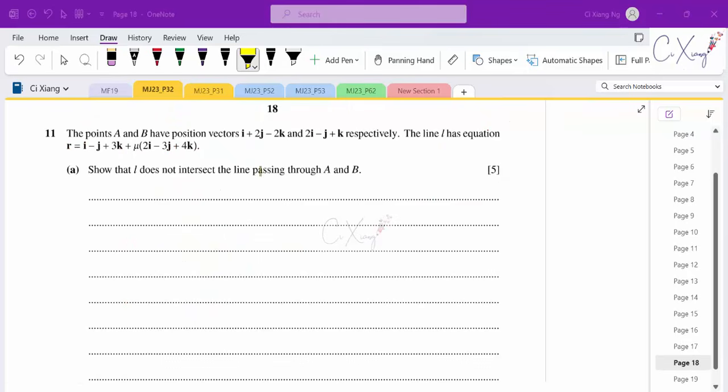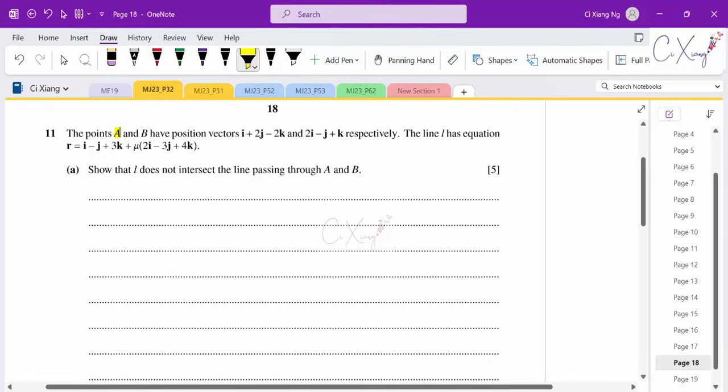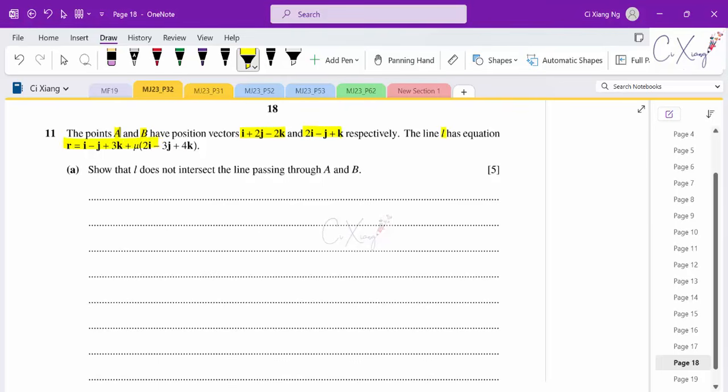Okay, so now we are at the very last question for this paper. We are having points A and B with the position vector given like this. And then we are having the line L with the vector equation of this. They want us to show that L does not intersect the line passing through A and B. So first of all, we might need to find out the line passing through A and B.